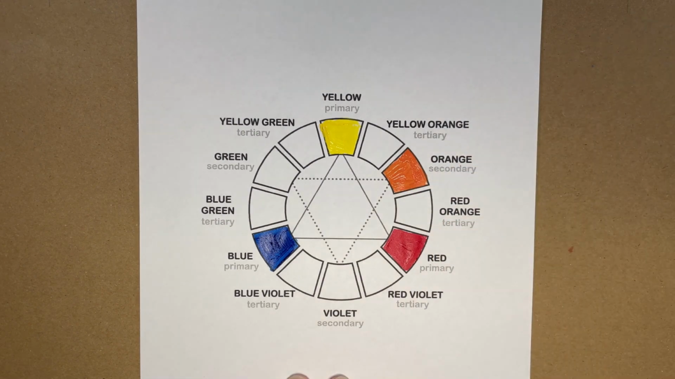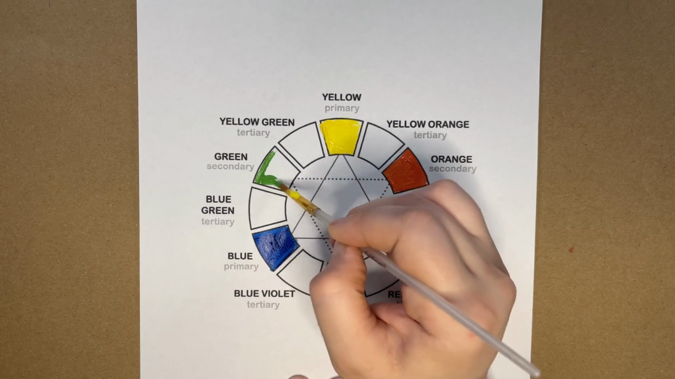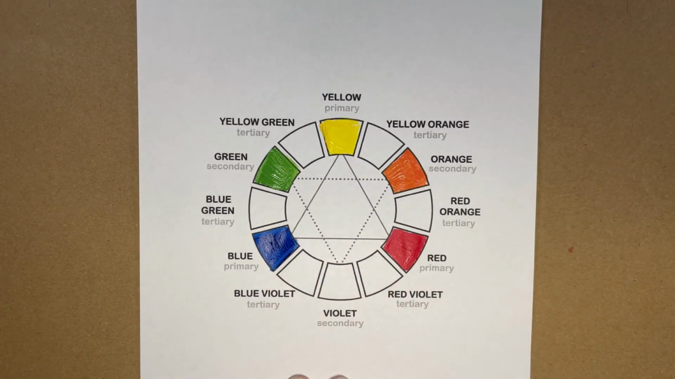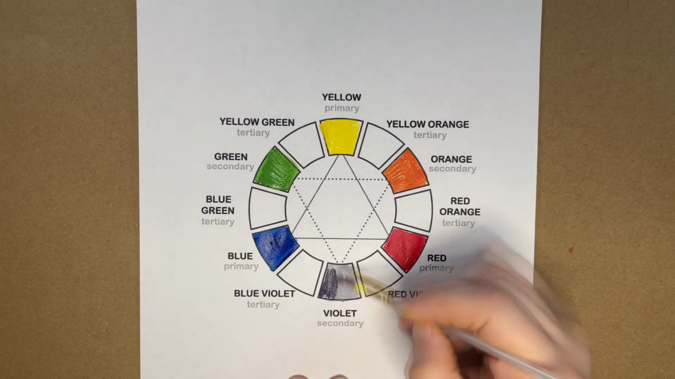Next, we have green. Where would it go on the wheel? Yep, right here between blue and yellow. Our last secondary spot is here between blue and red. What is left? That's right, violet.